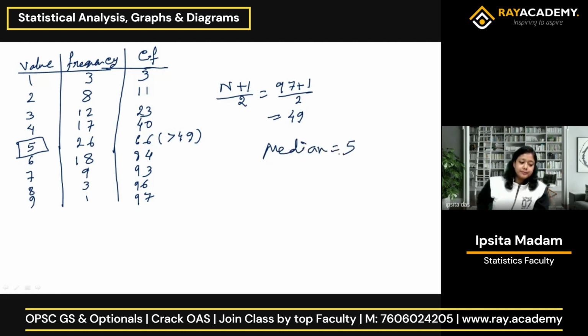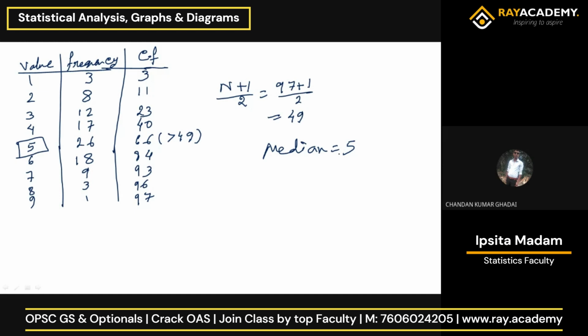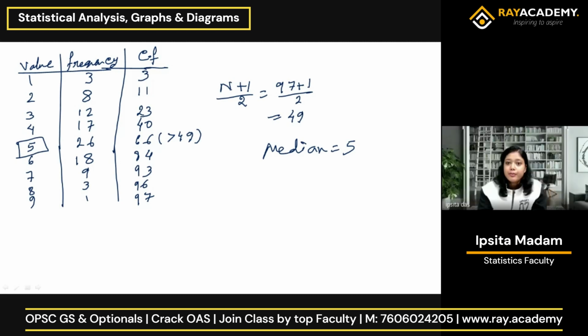Clear? Here n will be the last number of the cumulative frequency. Obviously, n means the total frequency. When the cumulative frequency column is done, the last cumulative frequency represents the total frequency of the problem. Okay. Do this, it will be the same. Okay?